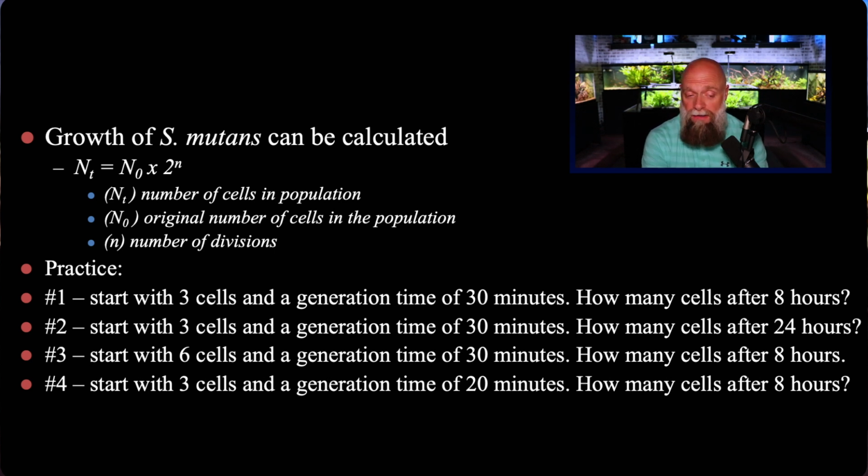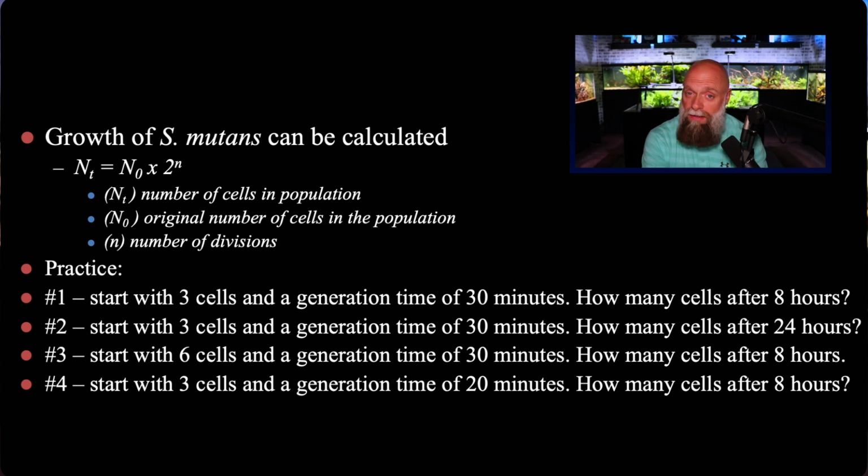And so here's how we figure this out. And I'll give you the first one. So in number 1, we're starting with 3 cells. They have a generation time of 30 minutes, and they're going to divide for 8 hours. And so we look at that formula. So that N to the naught right there, that N looks like N-O, that's going to be 3. Right? That's the number of cells we're starting with. Times 2, 2 is a constant. The n is the number of divisions over a given period of time.